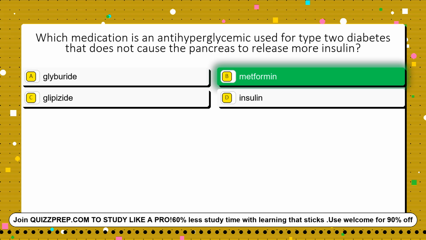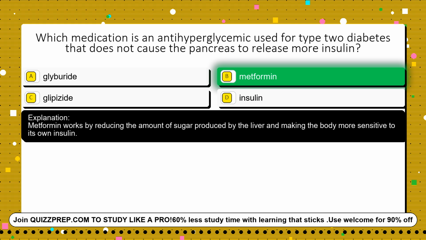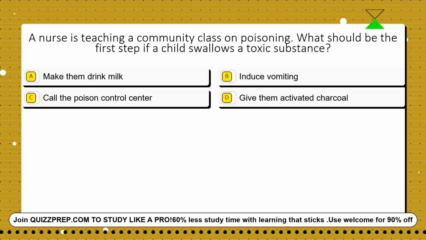The correct answer is option B. Metformin. Metformin works by reducing the amount of sugar produced by the liver and making the body more sensitive to its own insulin.